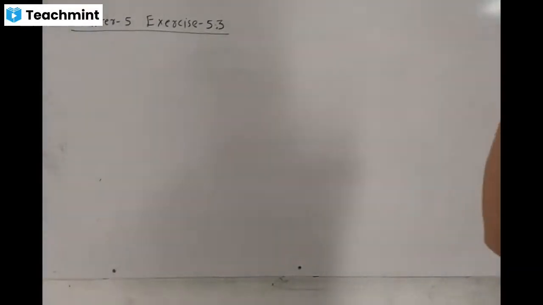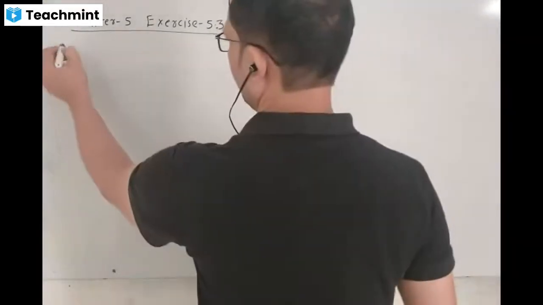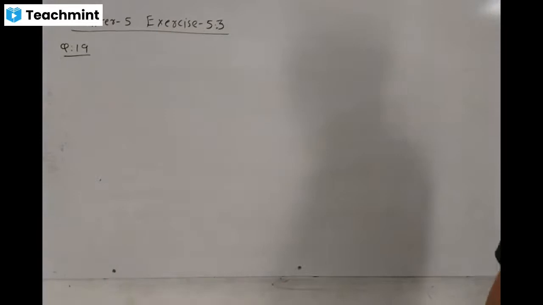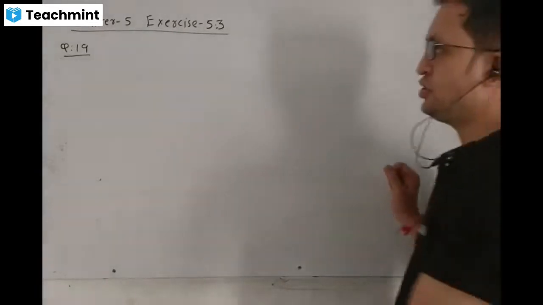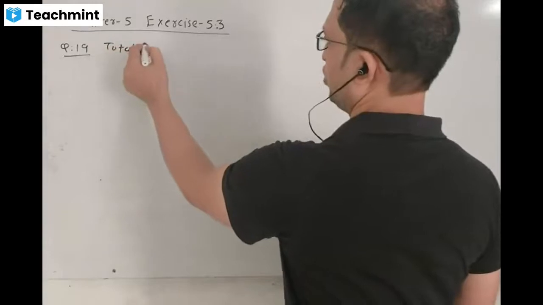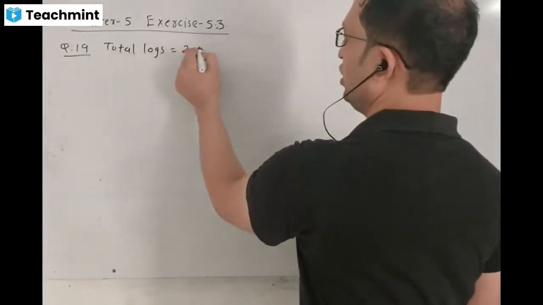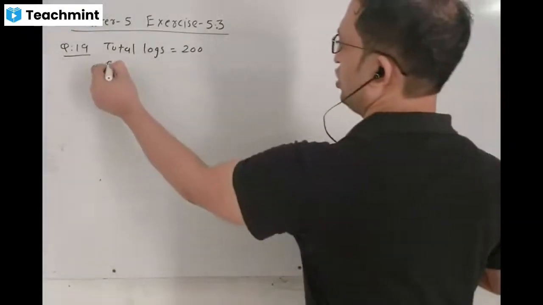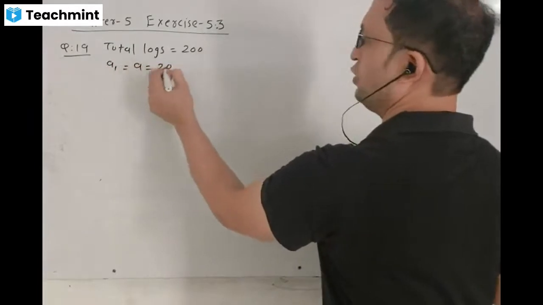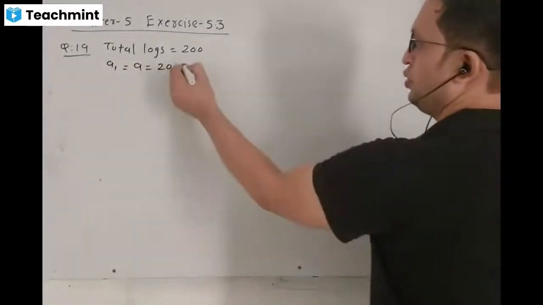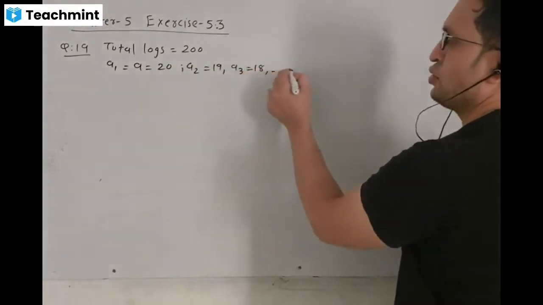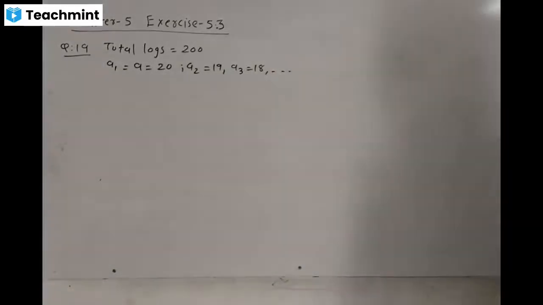Okay, question number 19. Here, the total number of logs is 200. In the first row, the number of logs is 20, so A1, that is a, is equal to 20. In the second row, A2 is equal to 19, A3 is equal to 18, and so on. And the total number of logs is 200.